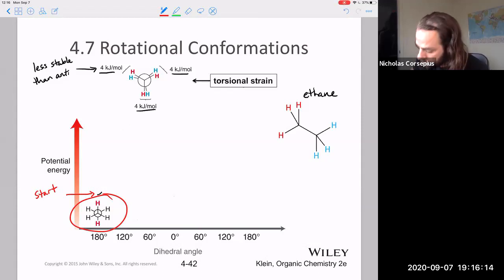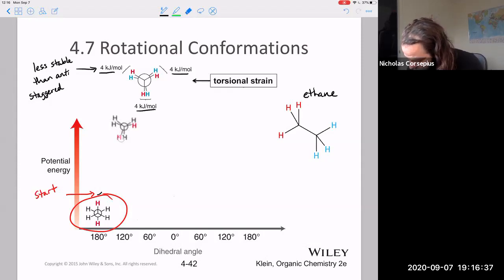This is anti, sorry, I didn't even introduce that. Anti is another way of saying staggered. Okay, so I'm going to start off here in my completely staggered conformation, and then I'm going to rotate this dihedral angle by 60 degrees. So first of all, that would give me this conformation here in terms of my Newman projection.